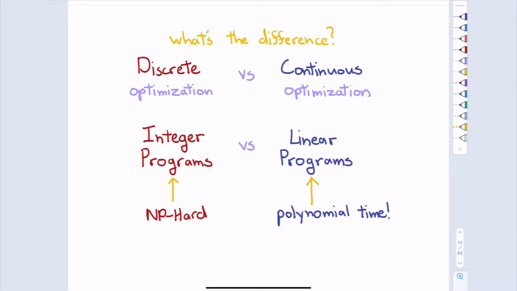Okay. So this is how I'm looking at it at a high level. Integer programs represent discrete optimization and things that are NP hard, which maybe is what I'm ultimately interested in. Linear programs represent continuous optimization, and they're in polynomial time. So somehow, this is what I need. This is what I have.